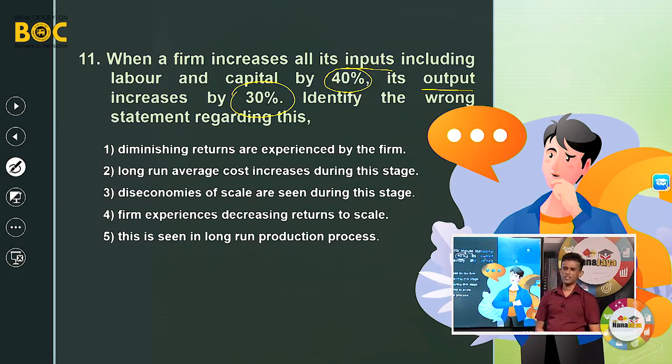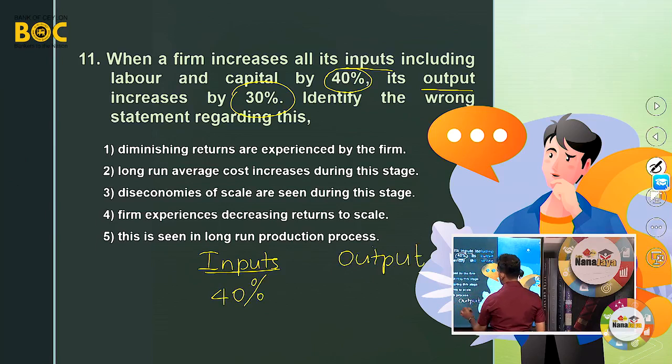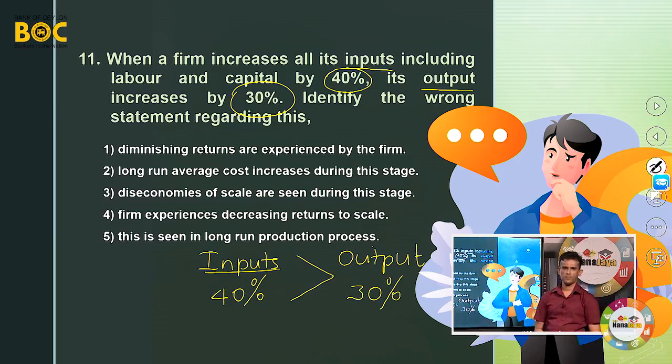Percentage increase in the inputs is 40%, right? And percentage change in the output is 30%. So inputs are increased by 40% and output increases by 30%. So the percentage change in the output is less than the percentage change in the inputs. We already learned that if percentage change in the output is less than the percentage change in the inputs, we identify that as decreasing returns to scale. If all inputs are increased, we cannot identify that in relation to the short run. We already learned that in the short run we only increase the variable inputs and we do not increase the fixed inputs.